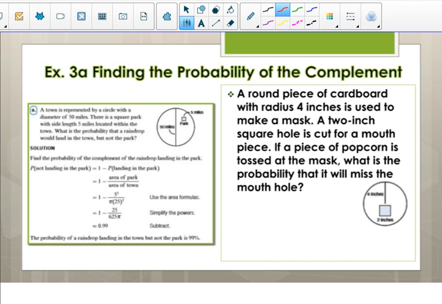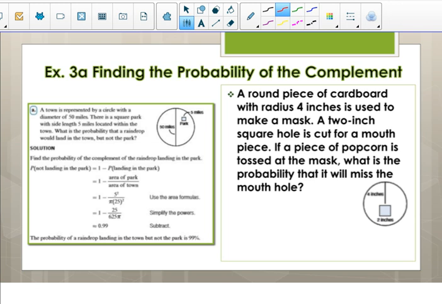So a round piece of cardboard with radius 4 inches is used to make a mask. A 2-inch square hole is cut for a mouthpiece. If a piece of popcorn is tossed at the mask, what is the probability that it will miss the mouth hole?